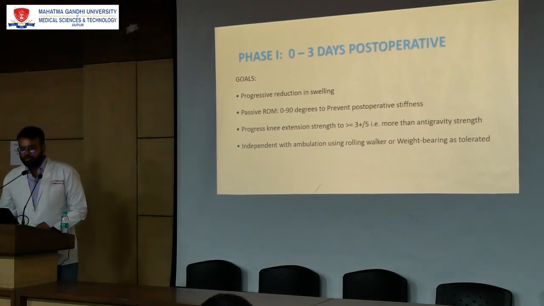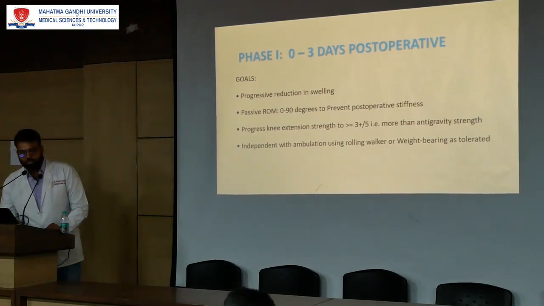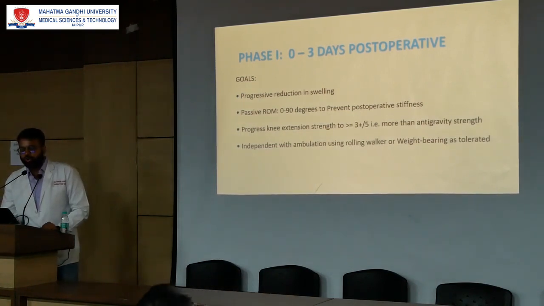Phase 1 is from day 0 to day 3. Goals are progressive reduction in swelling, passive range of motion 0 to 90 degrees to prevent post-operative stiffness, progressing knee extension strength to equal to or more than 3 by 5, that is more than the anti-gravity strength, and independence with ambulation using a rolling walker or weight bearing as tolerated.